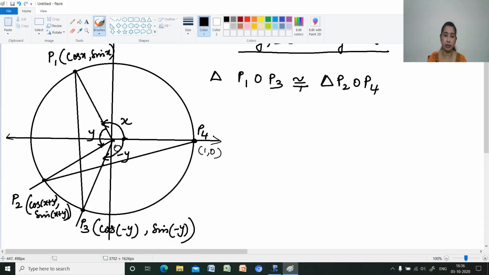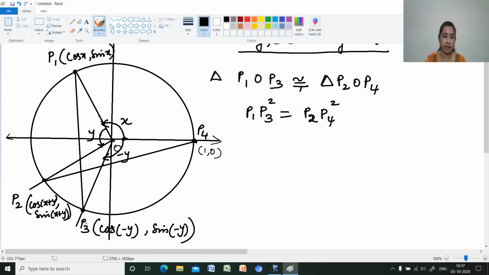Then, if they are congruent, I can write that P1 P3 and P2 P4 are the same. The length P1 P3 and the length P2 P4 are also the same. So since we need to find this out, we have to apply the distance formula. Because the distance formula has a square root, I am taking the square on both sides.